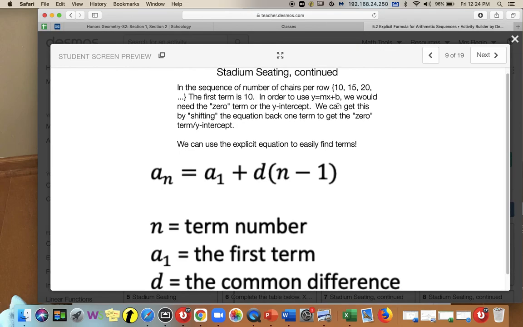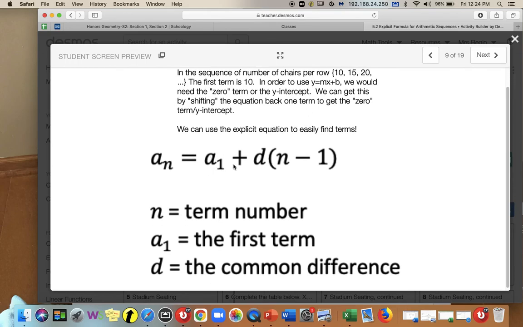And so instead of using y equals mx plus b, there's another equation that we can use. We can start with the first row. We can add 5 every time, which is d, the common difference. But the n minus 1 will shift this back so that we are actually starting at row 0 instead of row 1. So that's what the n minus 1 does. It shifts it so that we're actually starting at the y-intercept and not at term 1. So all of these stand for something. n is the term number. a sub 1 would mean the first term. And d is the common difference.